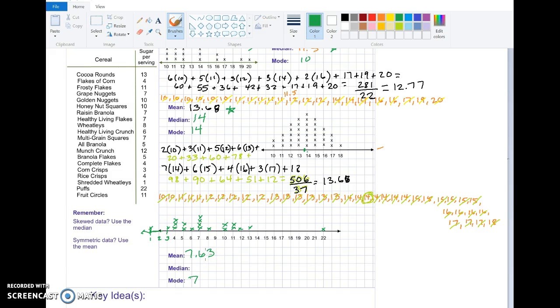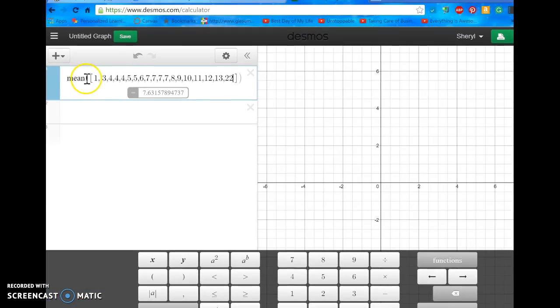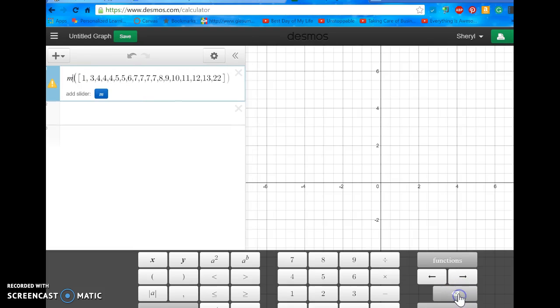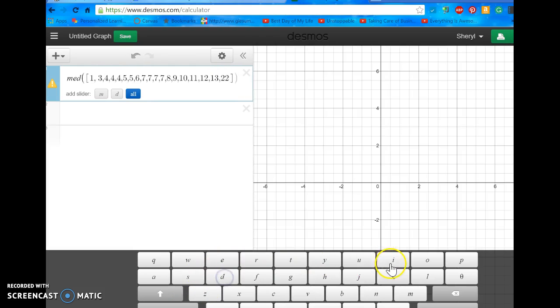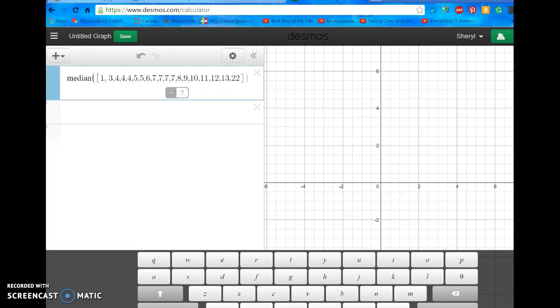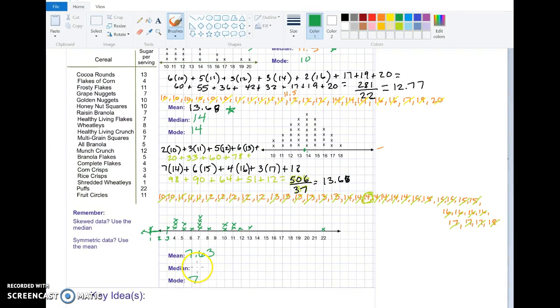Pretty cool, huh? So really it just takes a little bit of time to type in your mean. Now you can do the exact same thing, and instead of typing mean, you can type median, and it will tell you what the median of your numbers are as well. And you can see that the median of this data is 7. So that's just a nice little trick, okay?